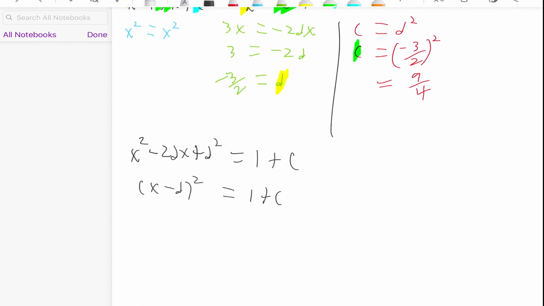So we go x take negative 3 over 2 squared is equal to 1 plus 9 over 4. So x plus 3 over 2 is equal to 13 over 4.